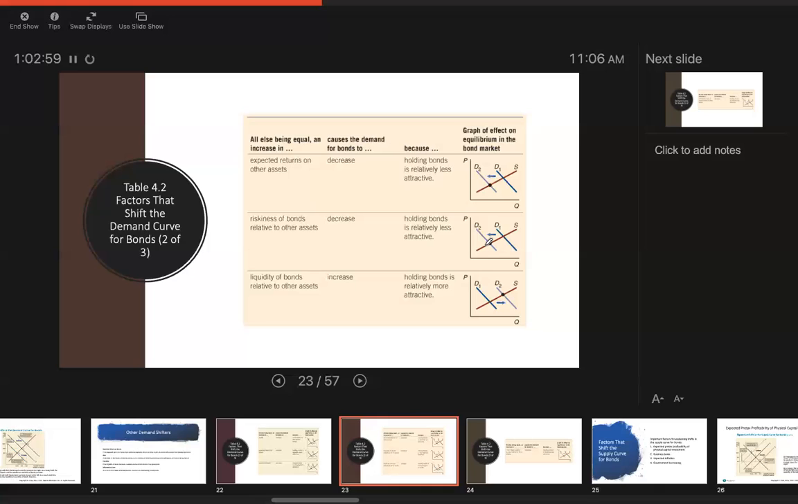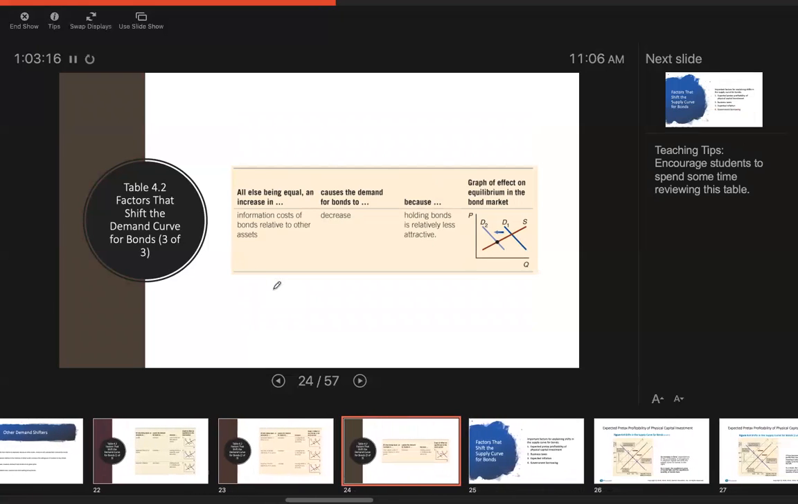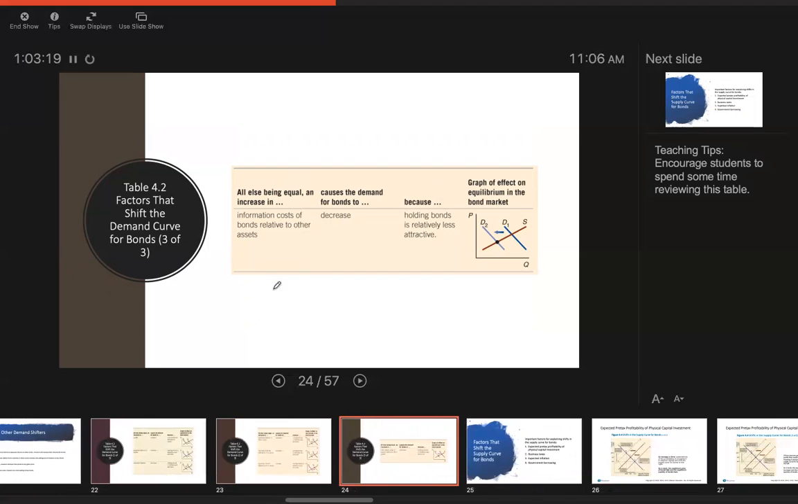Okay. So liquidity of bonds, all else being equal, if there's an increase in the liquidity of bonds relative to other assets, then these bonds become more attractive. So there's an increase in demand for these bonds, which means there is a rightward shift in the demand curve. Holding bonds is relatively more attractive. Okay, and finally, information costs relative to other assets. If there's an increase in the information costs associated with analyzing and understanding these bonds, what do we expect? We expect these bonds to become less attractive. So that's represented by a decrease in demand for these bonds and a leftward shift in the entirety of the demand curve. Okay.